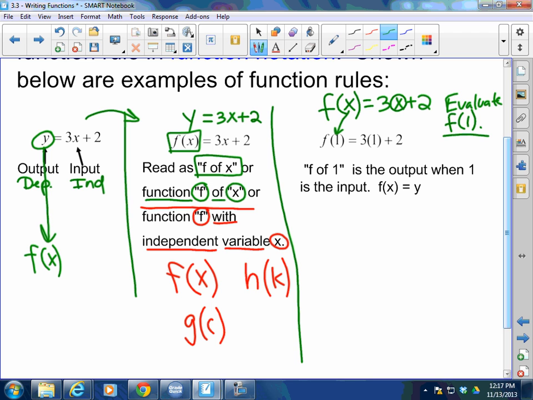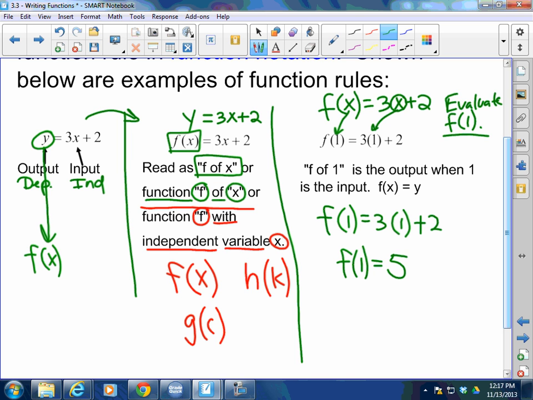So what do you think this x is going to be replaced by? You are simply going to evaluate. Remember how I said all of these terms are going to come back to haunt us or to help us? When you evaluate, you plug in a known value. So in this particular case, f of 1 equals 3 times x, which I replaced with 1, plus 2. So f of 1 equals 5.